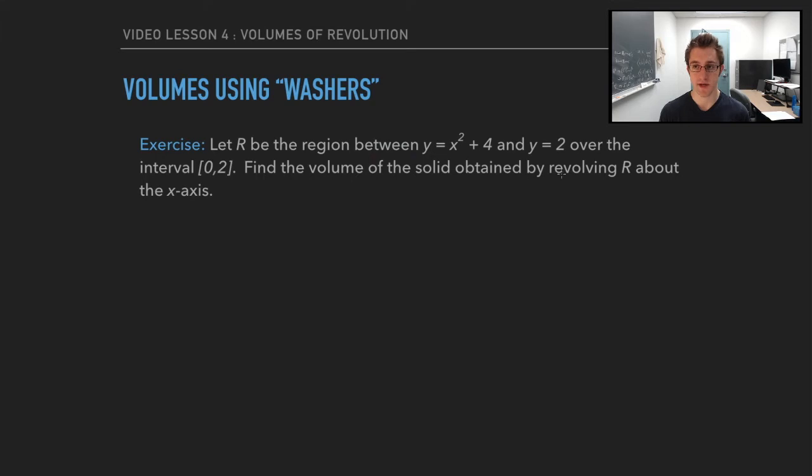Okay, let's do an example. I want to take the region between y equals x squared plus 4 and y equals 2 over the interval from 0 to 2, and I want to revolve that around the x-axis. That gives me some three-dimensional solid, and then I want to find its volume. So go ahead, pause the video, try to solve this problem, and then we'll go over it.